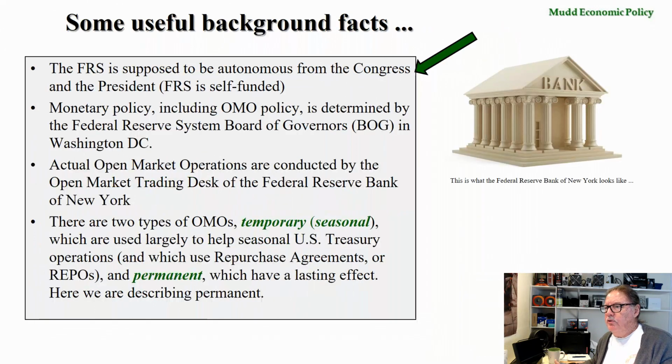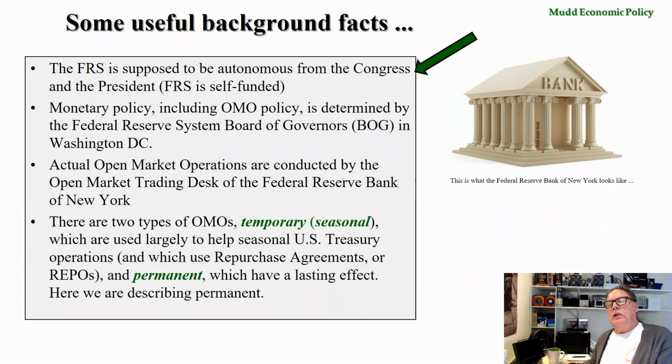So here are some useful background facts about the Federal Reserve to continue to what I said before. The Federal Reserve is supposed to be autonomous from the Congress and the President of the United States. That is to say, autonomous from their influence, and historically it always has been. One of the ways that they preserve that autonomy is by being self-funded. There are no appropriations that come out of Washington for the Federal Reserve System.